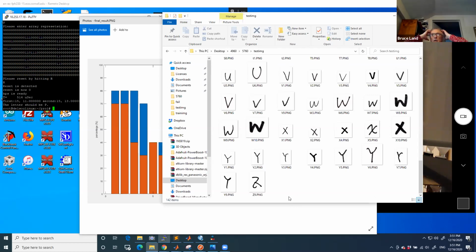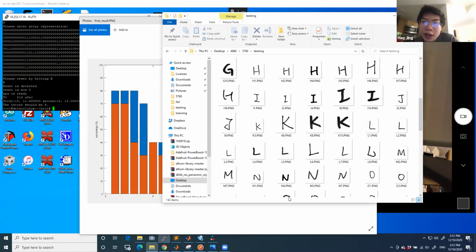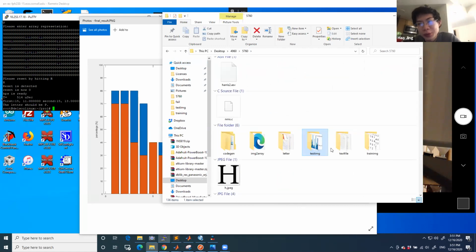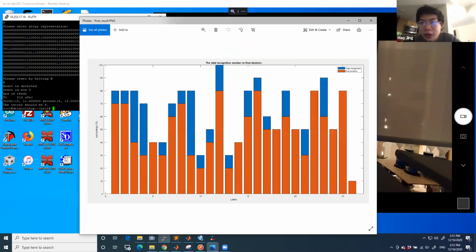Yes. And one thing is that, in my opinion, we don't have a very huge training and testing data set. That's why maybe our prediction is not as good as 90% or something like that. I think increasing the training set a little bit will help.